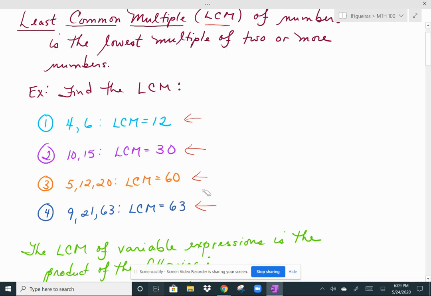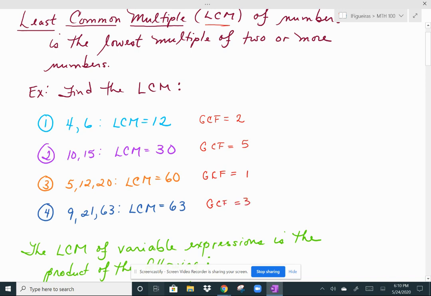So be careful not to confuse LCMs with GCFs. In comparison, the GCF of 4 and 6 is 2. The GCF of 10 and 15 is 5. The GCF of 5, 12, and 20, well, that's just 1. That's the only number that those three numbers are divisible by. And the GCF for 9, 21, and 63 is 3.